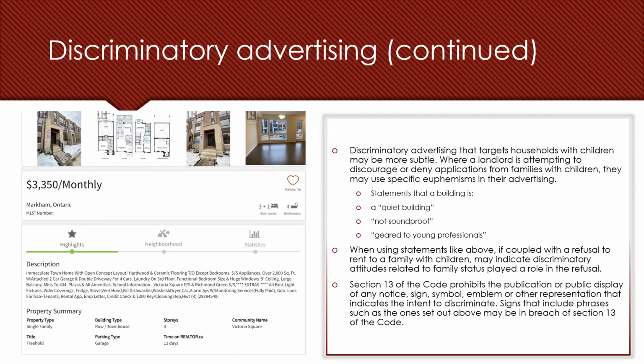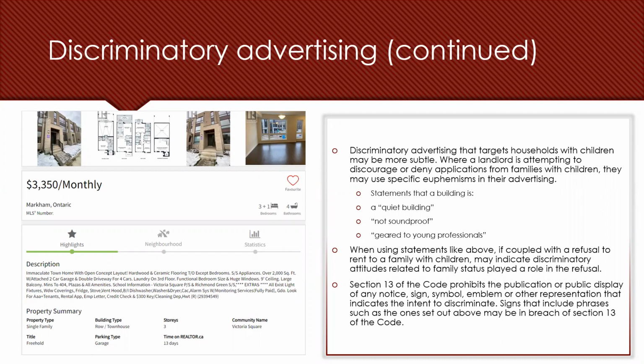Discriminatory advertising that targets households with children may be more subtle, where a landlord is attempting to discourage or deny applications from families with children. They may use euphemisms like "a quiet building," "not soundproofed," "geared to young professionals." When using statements like these, if coupled with a refusal to rent to a family with children, it may indicate discriminatory attitudes related to family status.